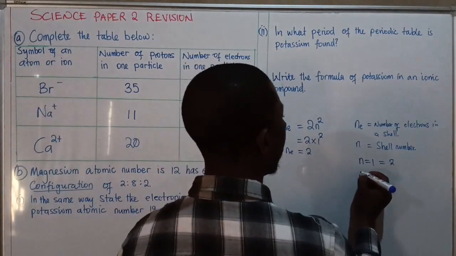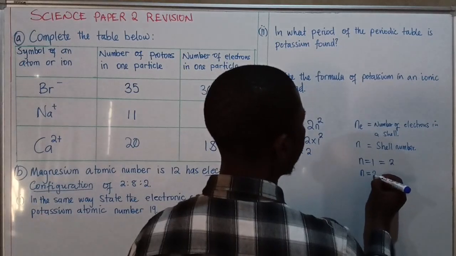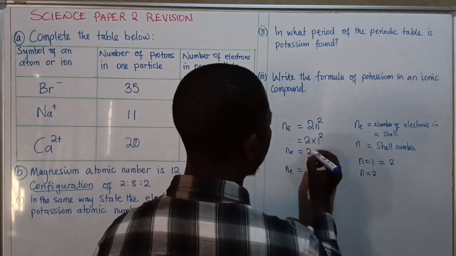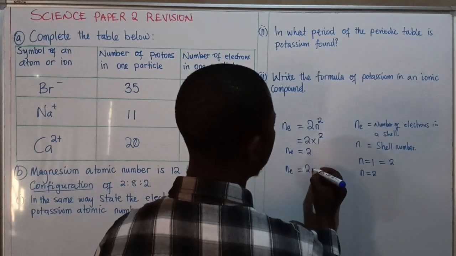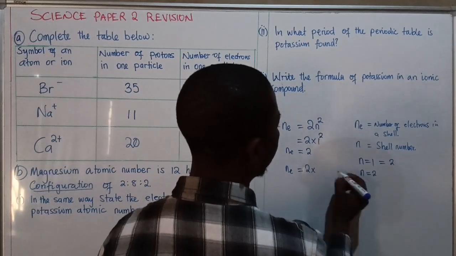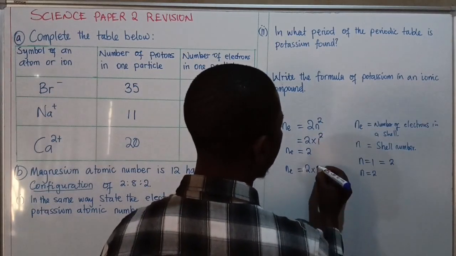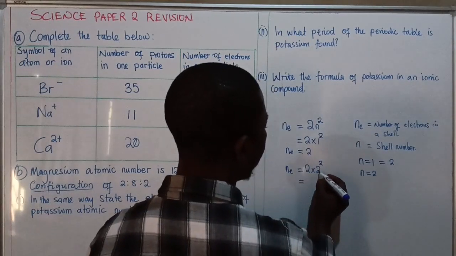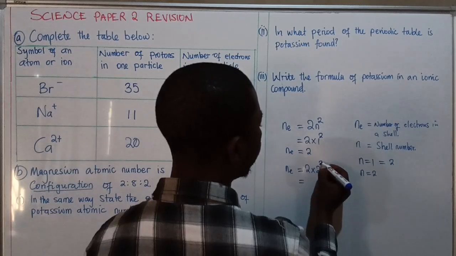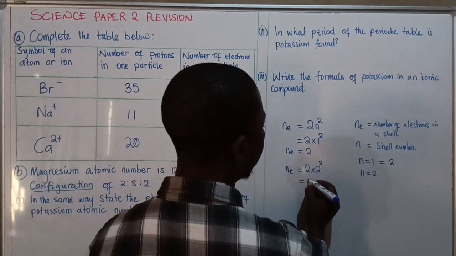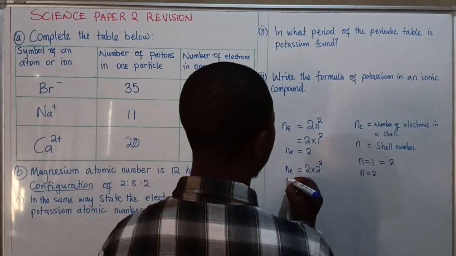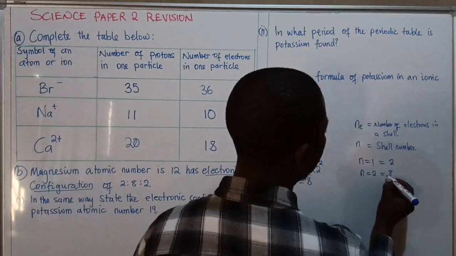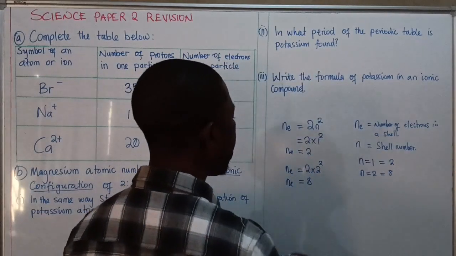Then if you want to know the number of electrons in shell 2, you use the same formula. You say the number of electrons will be equal to 2 times n squared, and you put 2 there for n, then to the power 2. Then you say equals 2 to power 2, 4. 4 times 2, 8. So this is the number of electrons. Therefore, in shell number 2, it should have 8 electrons.